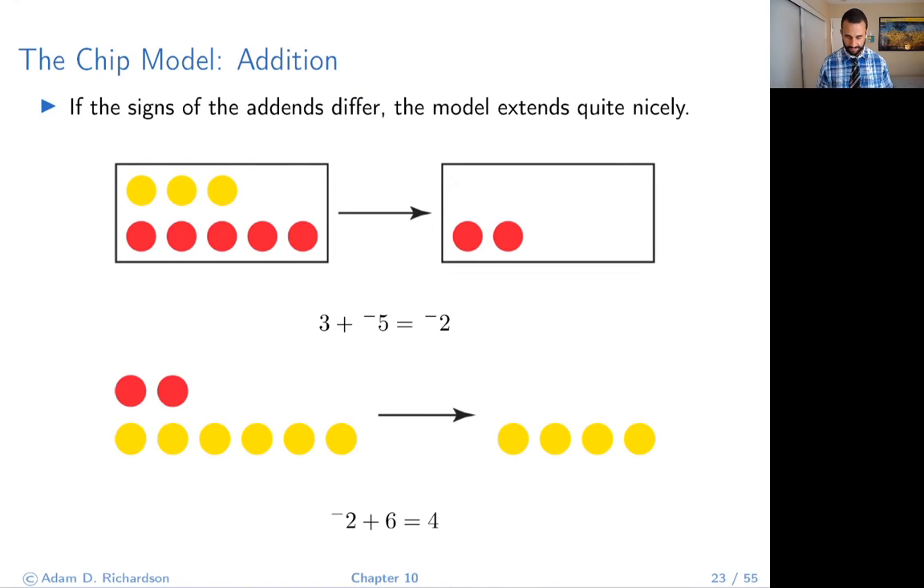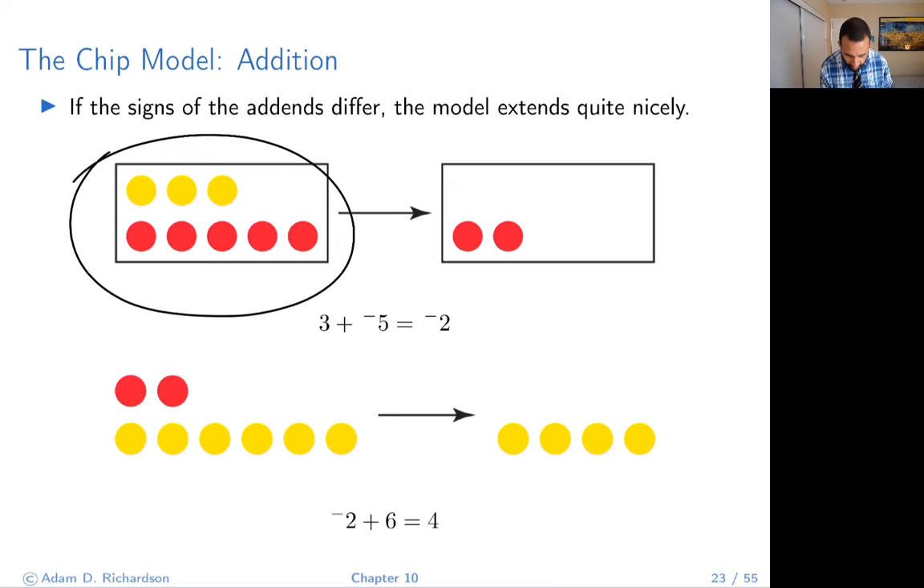There are some other pictures of it, but this is where it gets fun, and this is what I was going to show you on Toy Theater. This right here is modeling 3 plus negative 5, and that gives you negative 2. You're getting negative 2 because these right here get wiped out. Those are all zeros. Those are zero pairs. And then you're left with negative 2.